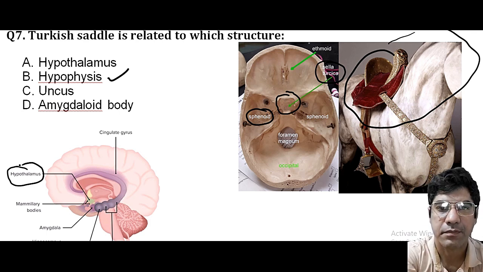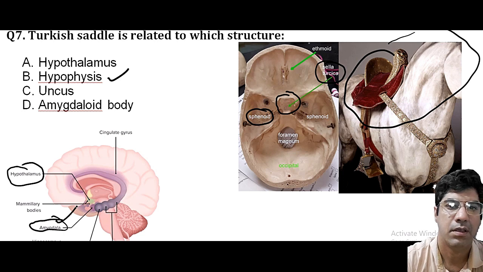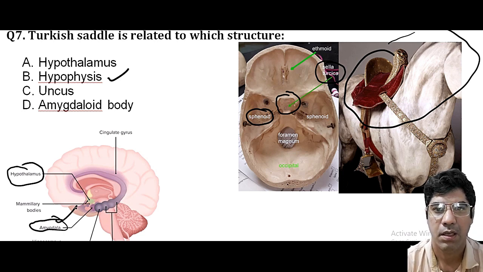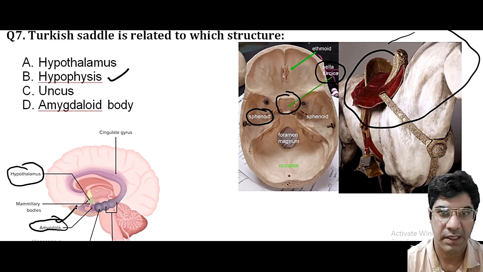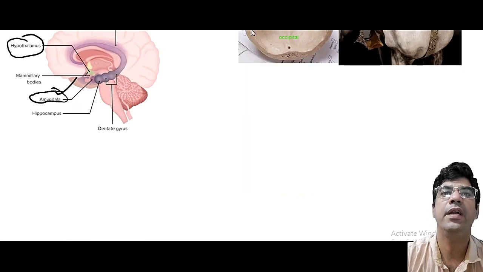Amygdala, it is an almond shaped cluster of nuclei located deep within the brain. So its function is emotional processing, memory and perception of emotional stimuli. Moving to next question.